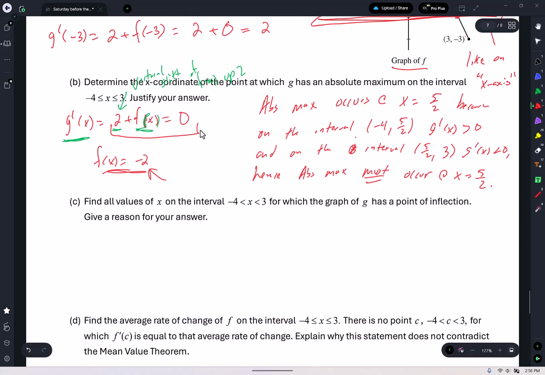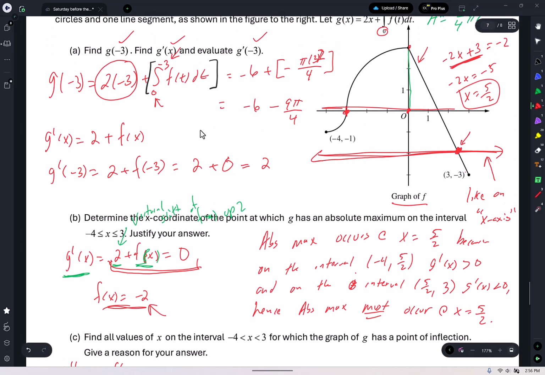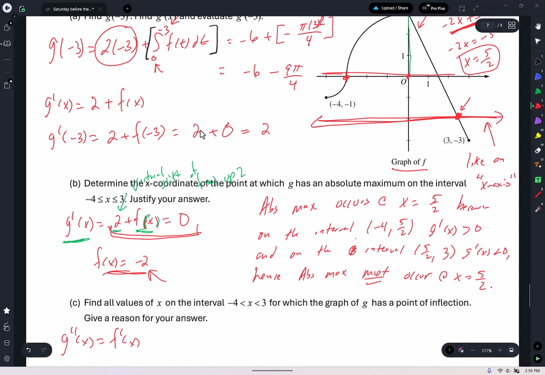Find all values of x on the interval between -4 and 3 for which the graph of g has a point of inflection. g has a point of inflection whenever the second derivative of g changes signs. So I'm going to write right here, g prime prime of x is equal to, and here's my g prime, so it's going to equal f prime of x. And I have f, so all I got to do is check where f prime changes from positive to negative.